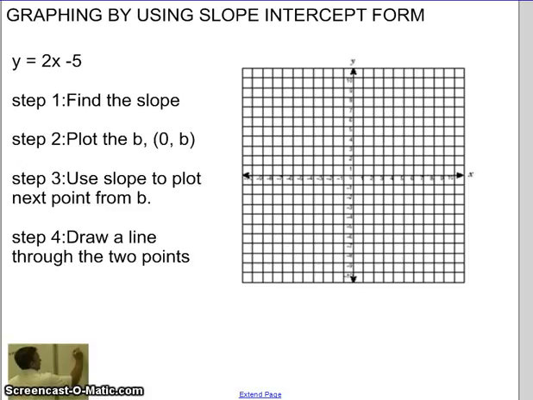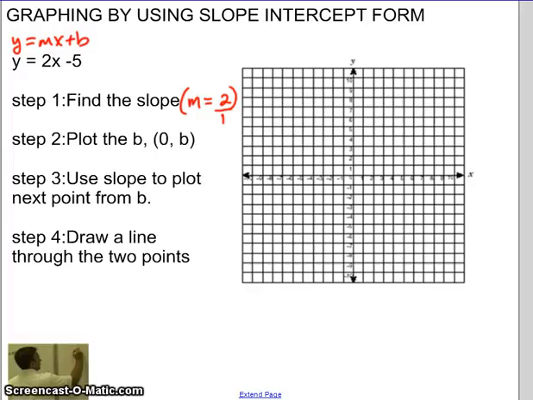Let's graph by using slope-intercept form. We have the equation y equals 2x minus 5. The first step is to find the slope. We go off the standard equation, y equals mx plus b. The slope, m, equals 2, or 2 over 1.